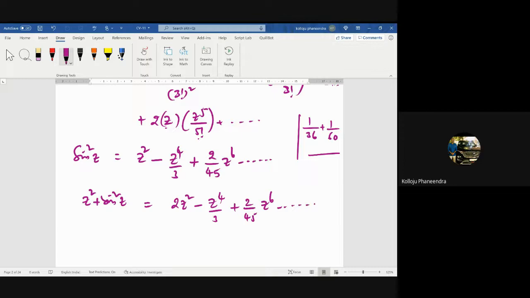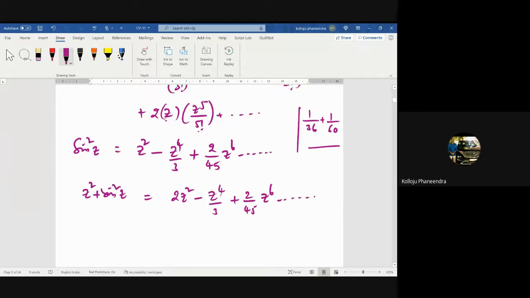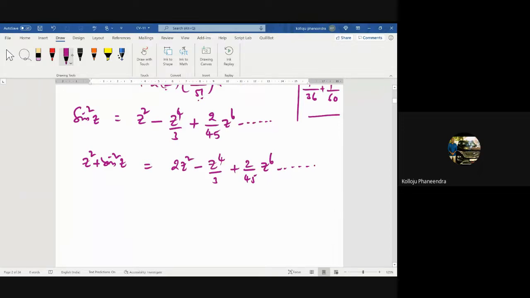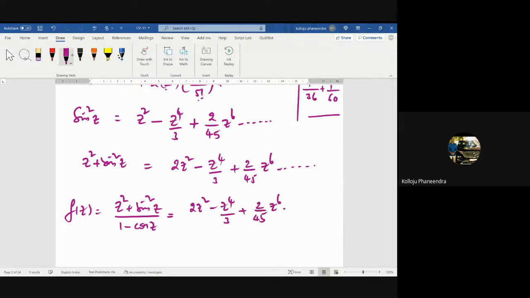Is it correct? Right? Okay. Now next step is 1 minus cos z. I have to calculate 1 minus cos z. Let me write now the function: z square plus sine square z by 1 minus cosine z. This is 2z square minus z power 4 by 3, plus 2 by 45 z power 6 and so on, whole by 1 minus cosine z, which is 1 minus z square by 2 factorial plus z power 4 by 4 factorial and so on.